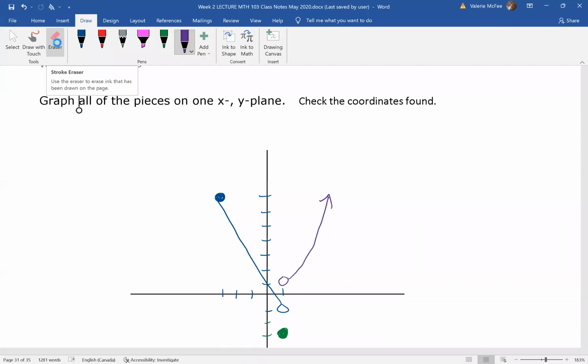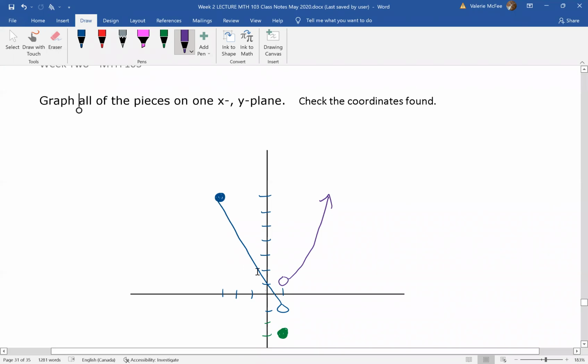So here are all of the pieces of our graph put together in one plane. We see our first piece, the linear function from -3 to 1. We see our second piece, a single point at 1, -3. And then we see our third piece, the parabola that starts at x equals 1.